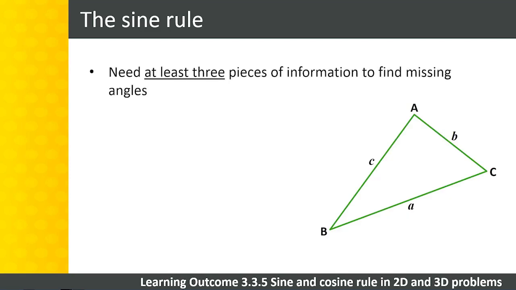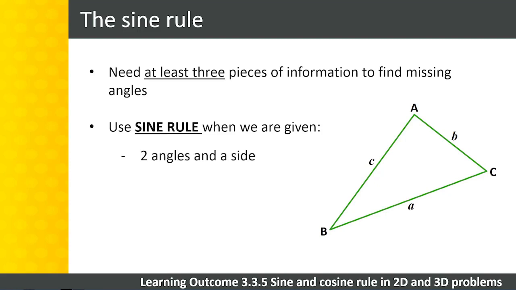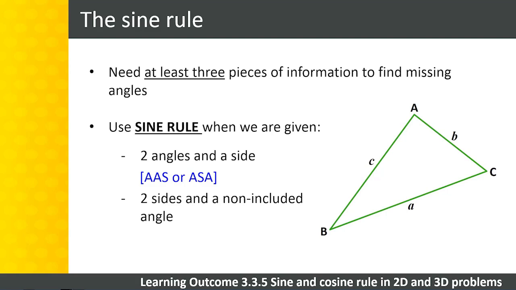We need at least 3 pieces of information on a triangle to start finding missing angles and sides. When students are deciding whether to use the sine rule or the cosine rule, they need to establish what information they have. The sine rule is used when we have 2 angles and a side, angle side angle or angle angle side, or when we have 2 sides and a non-included angle, side side angle.